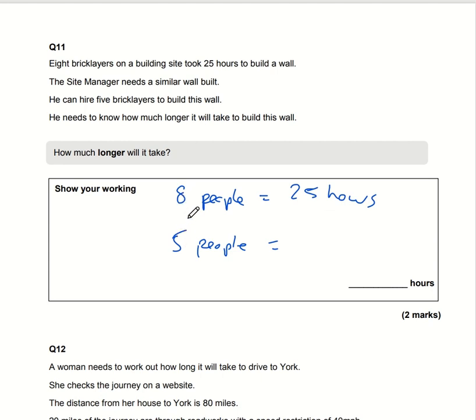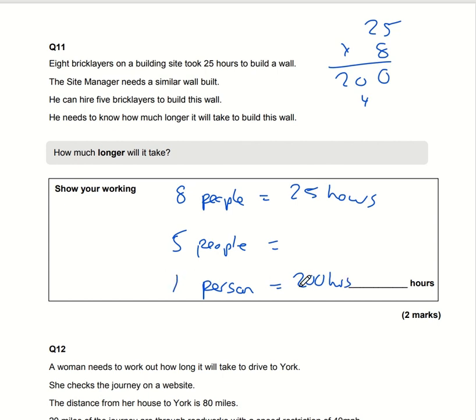How many times smaller than 8 is 5? So what we need to do is work out how long would it take one person. So if 8 people take 25 hours, then one person is going to take 8 times longer than 25 hours. So what is 25 multiplied by 8? 5 8s are 40, 0 carry the 4, 2 8s are 16, 16 plus 4 is 20. So one person would take 200 hours.